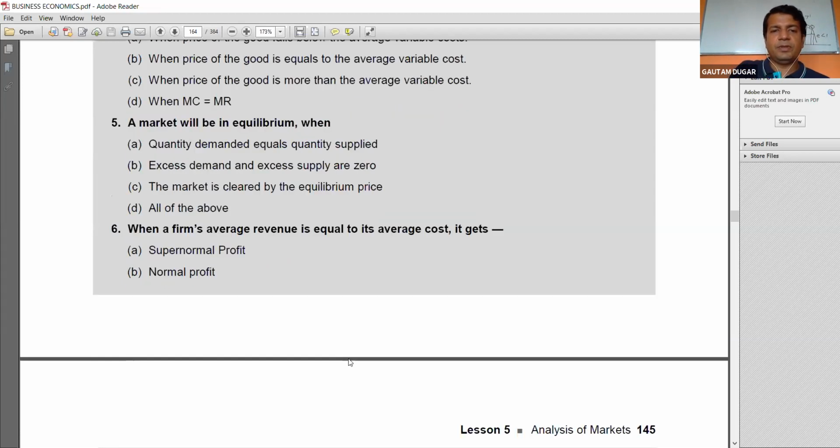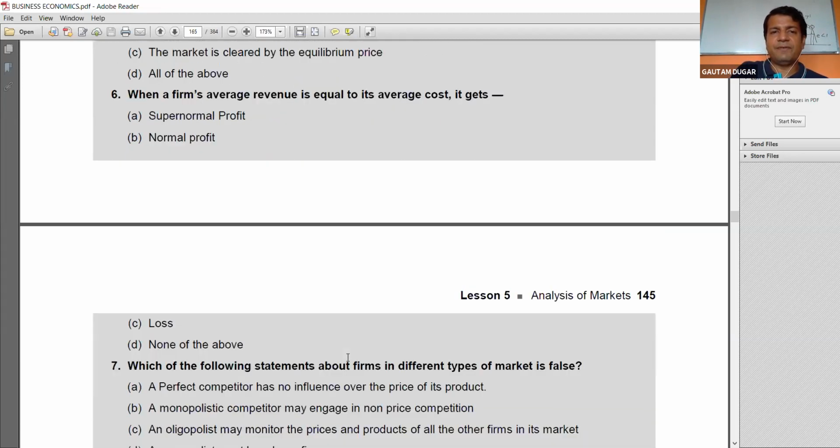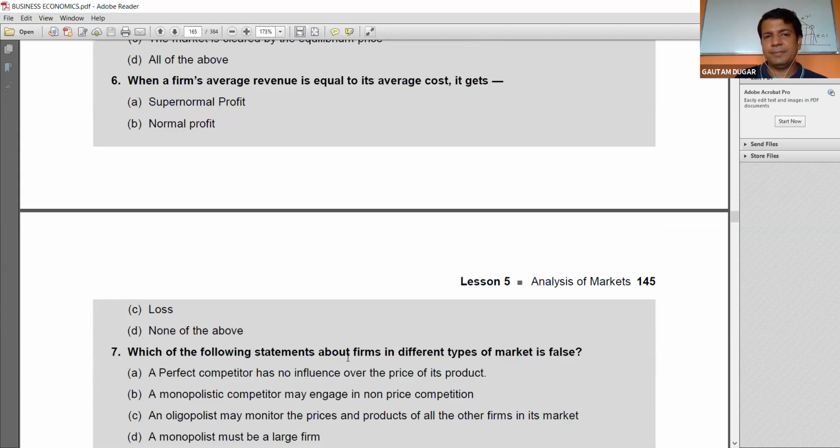Number 6. When a firm's average revenue is equal to average cost, then what happens? Obviously, normal profit. Correct.